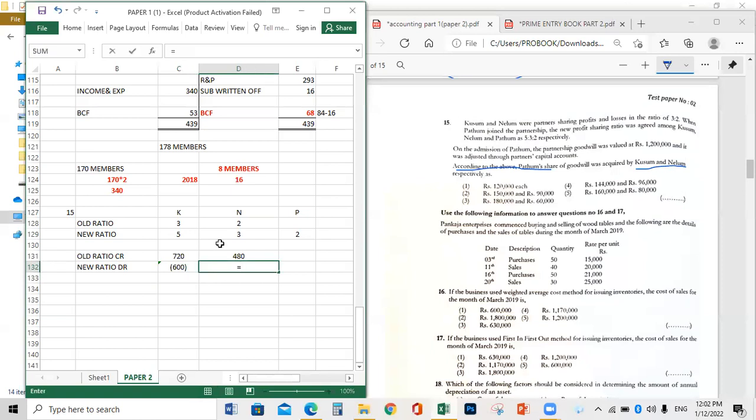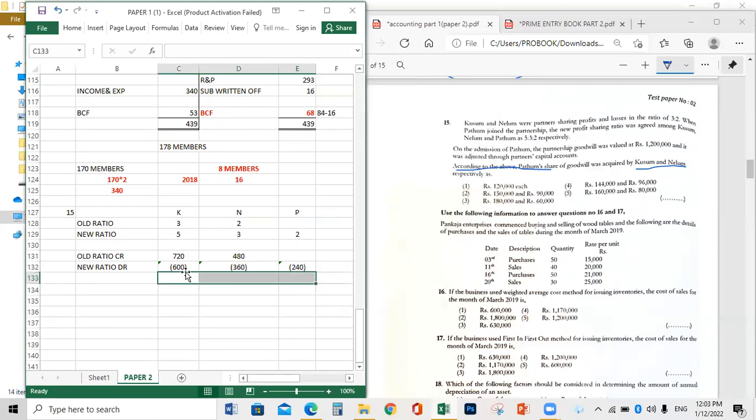Then go to the next one, N. 1200 is the total. Out of that, 3 out of 10, so that is 360. Since it's debited, you should minus it. Then the last one. So P, Patum, should be how much? That is 1200 into 2 out of 10. That is going to be 240. Okay, 240,000.